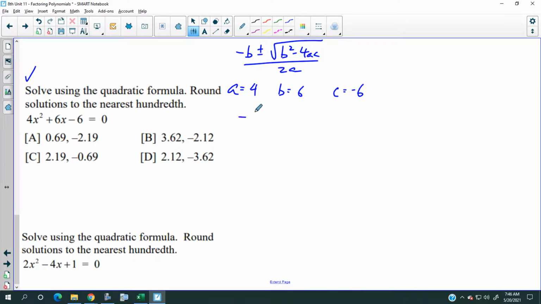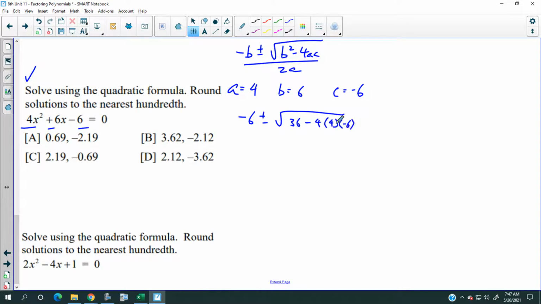So negative 6 plus or minus. Now, one of the reasons why I'm not factoring out the greatest common factors is that I'm going to be using a calculator, because these are decimals. If the calculator is going to do the work, then let's just keep the original numbers. So b squared is 36 minus 4ac.